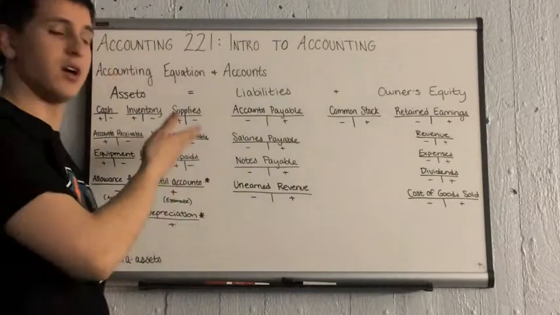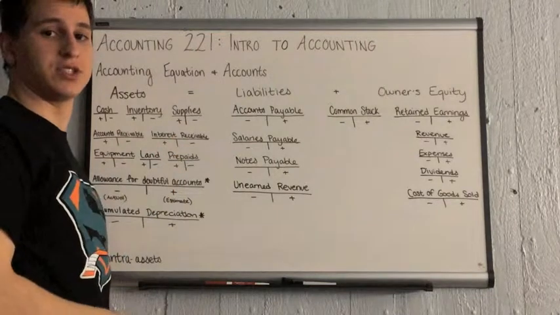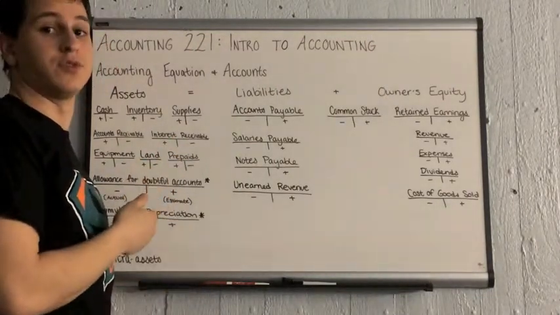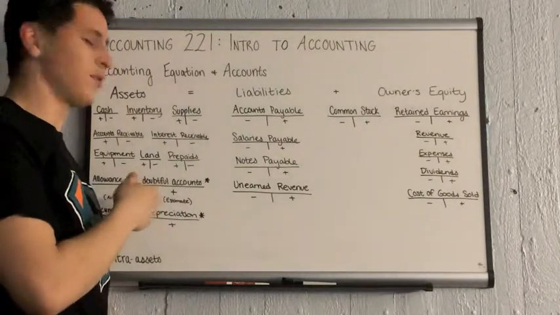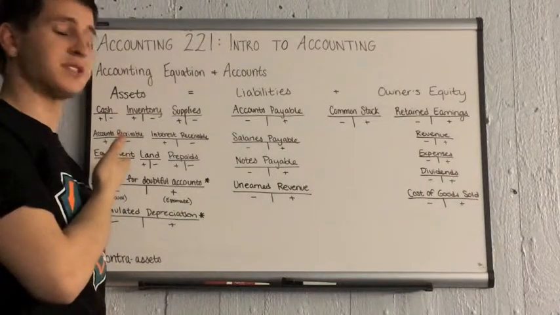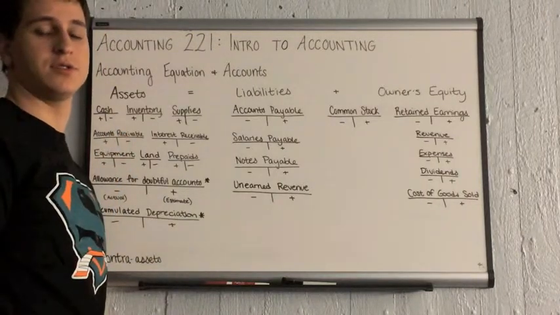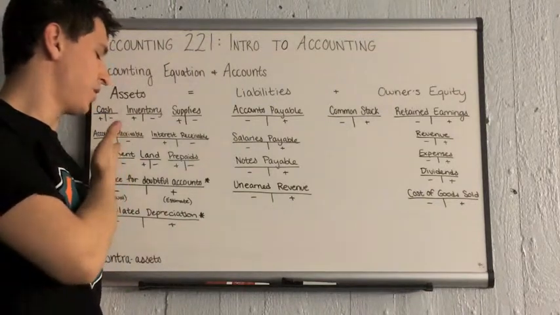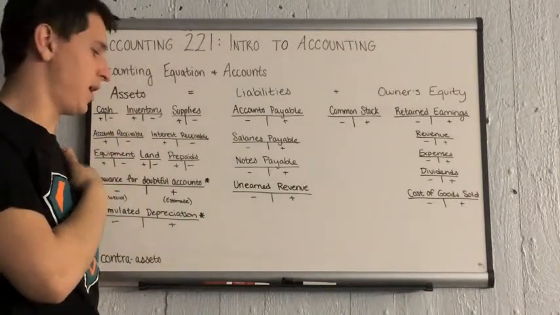With supplies, things like office supplies such as pens, paper, pencils, those are things you will use within a year. You debit those when you get them, and you credit them when you use them. With accounts receivable, it's when you've carried out a good or services provided to another company or individual, and you are owed money but have not yet been paid.